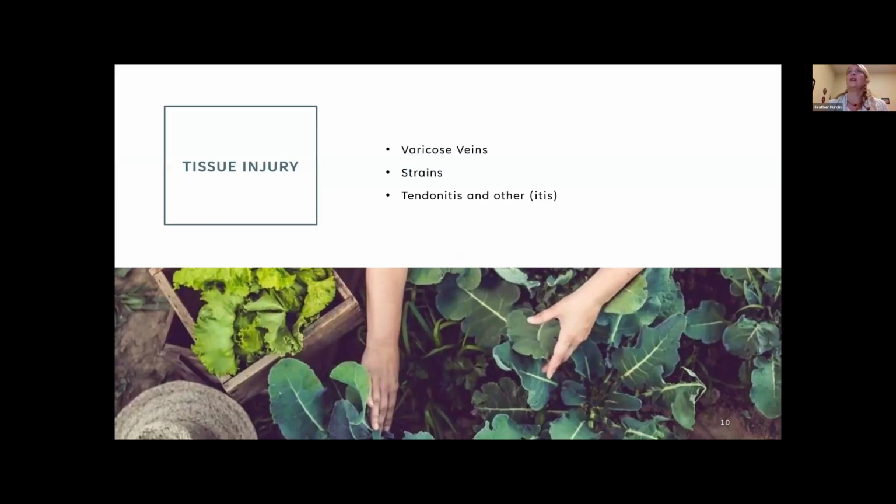For tissue injury, they were including varicose veins, which I thought was interesting because I've certainly seen that, but I've not heard it called out. Strains, in other words a muscle pull, and then tendonitis and tendinosis, and other itises like bursitis, so some soft tissue inflammation.